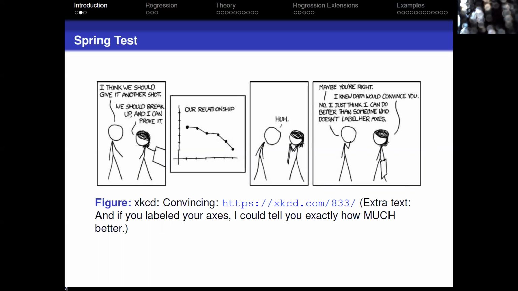So if you've never read XKCD, it's a wonderful, wonderful series of comics. In this one, a person goes to another and says, we should break up and I can prove it. I think we should give it another shot. And you see the plot of their relationship. Maybe you're right. I knew data would convince you. No, I think I can do better than someone who doesn't label her axes. And on XKCD, if you highlight your mouse over the strip, it gives you an additional comment. The additional comment for this one is, and if you were to label your axes, I could tell you just how much better. You never want to have a plot without labels.